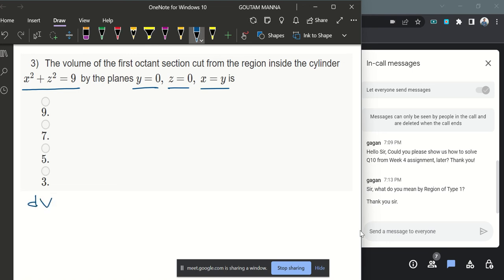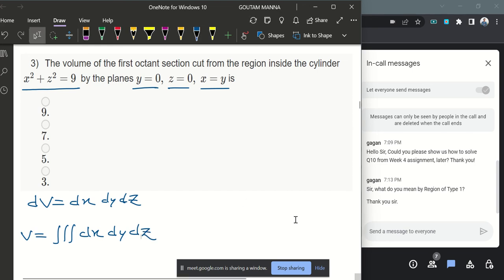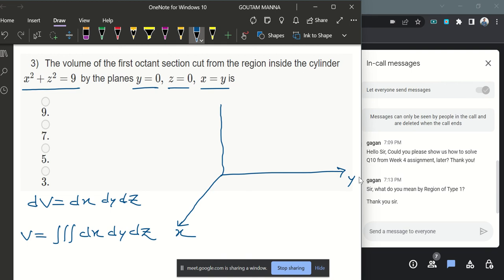So the elementary volume dV is written by dx, dy, dz. So what you are asked to do is basically find out the integration of dx, dy, dz, and the integration limit will come from these boundary conditions, these planes. So the equation of this cylinder is x square plus z square equal to 9.